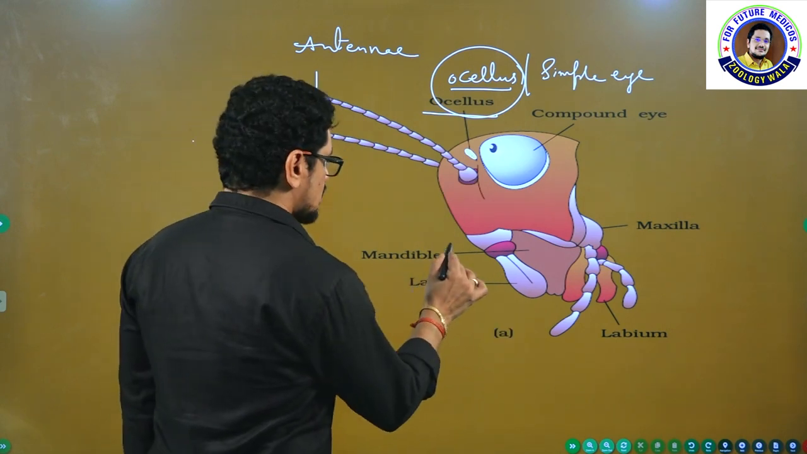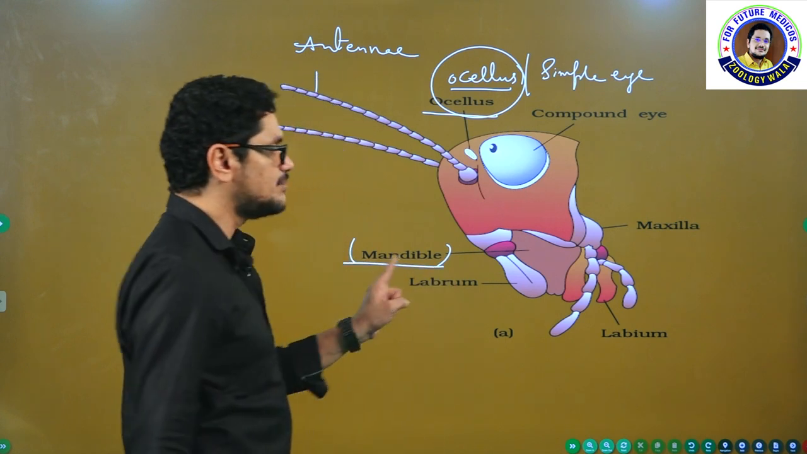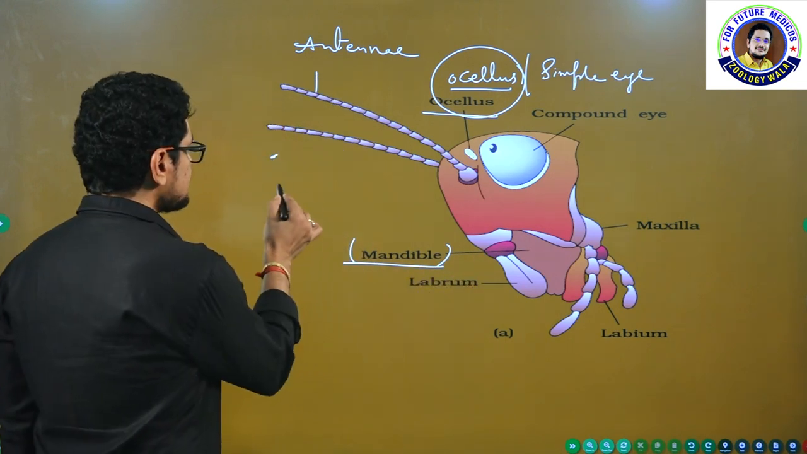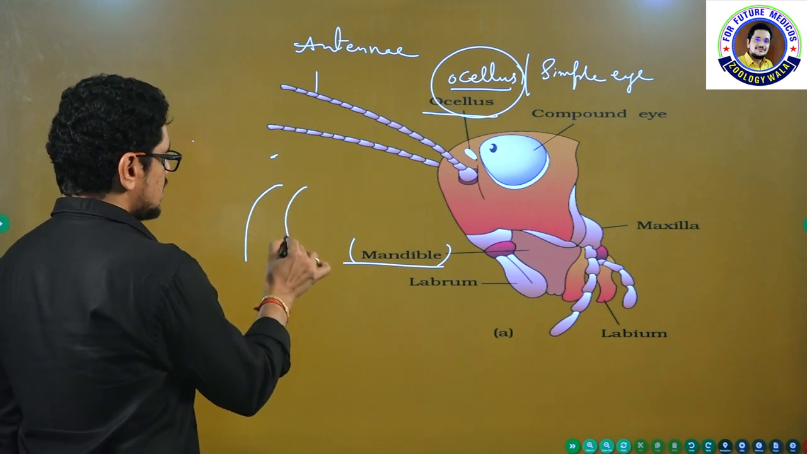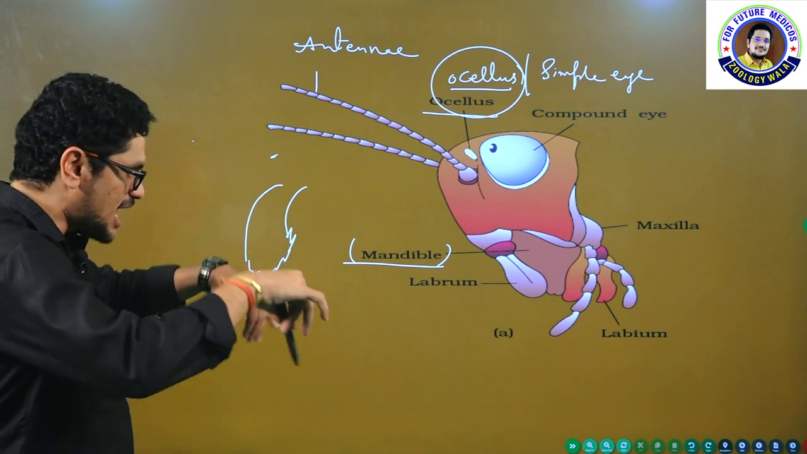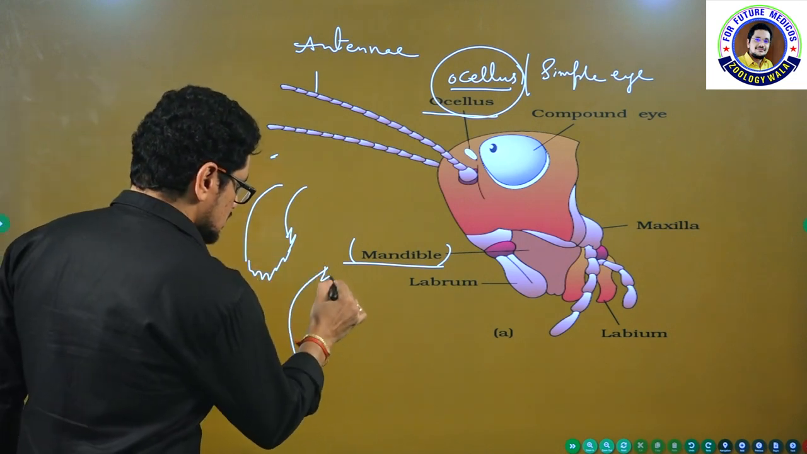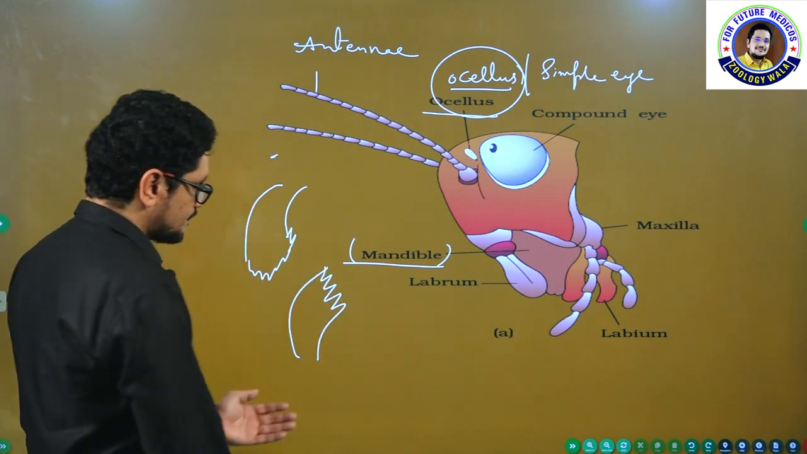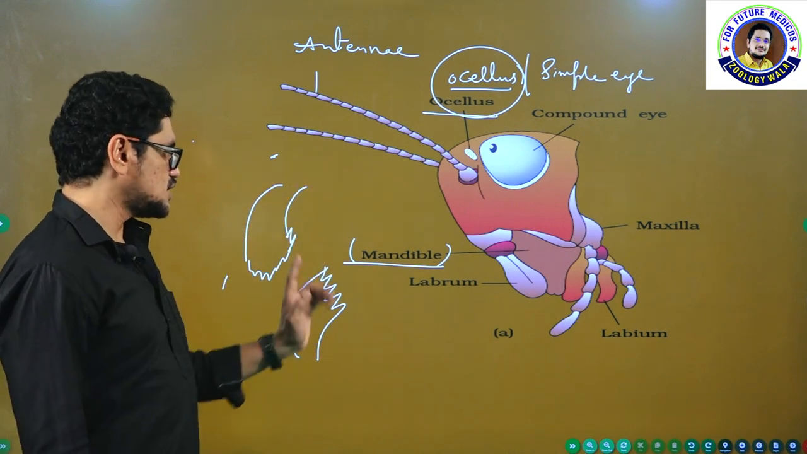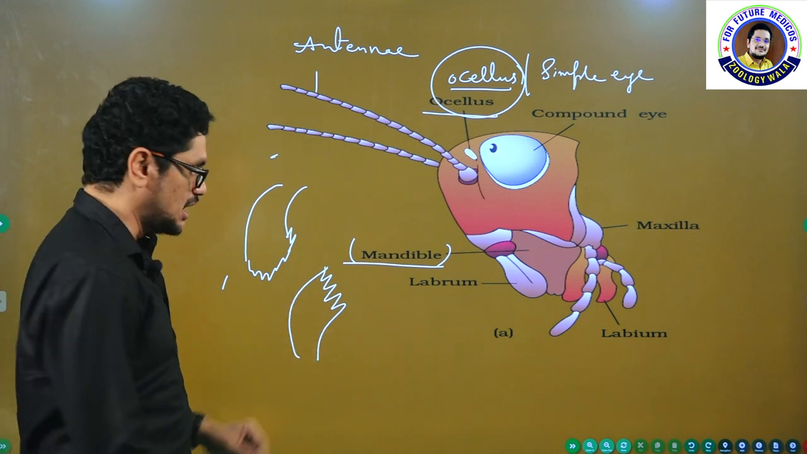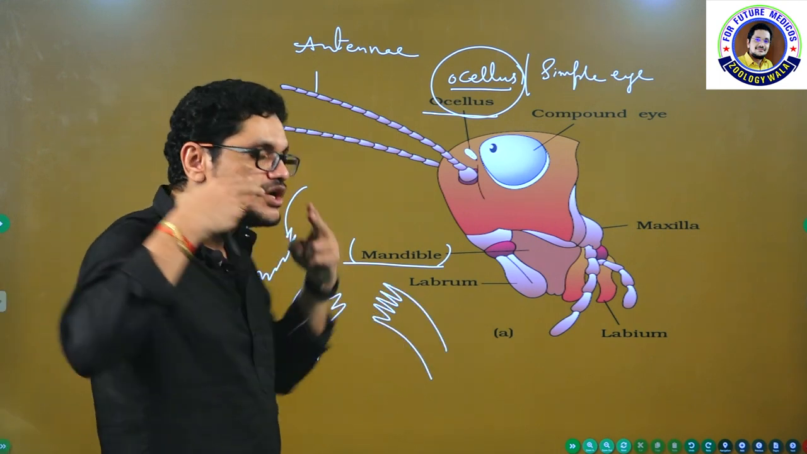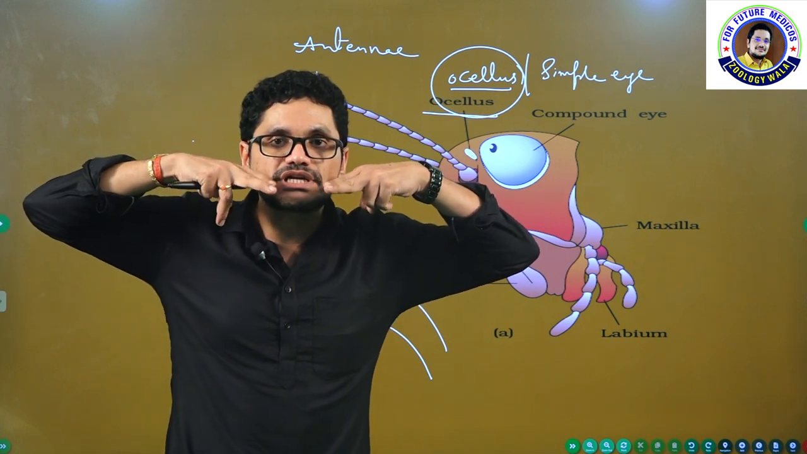And what is this structure called? Mandible, M-A-N-D-I-B-L-E. This is mandible. Two mandibles are present in cockroach. Imagine this one is mandible. Here it is directed anteriorly and this is directed posteriorly. So this is one mandible. Like that, another mandible will be there, two mandibles will be there in the cockroach.